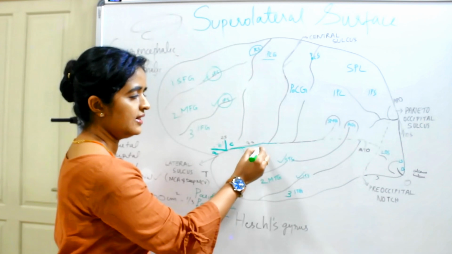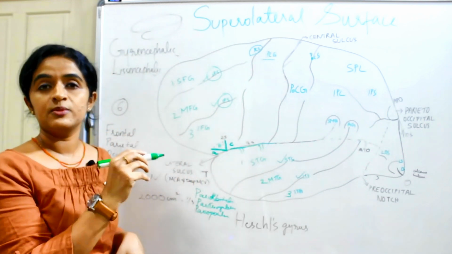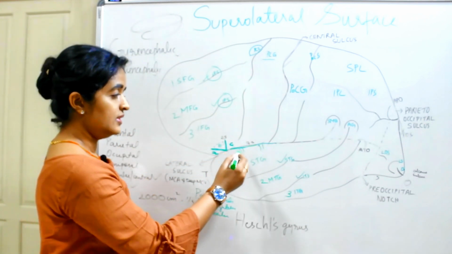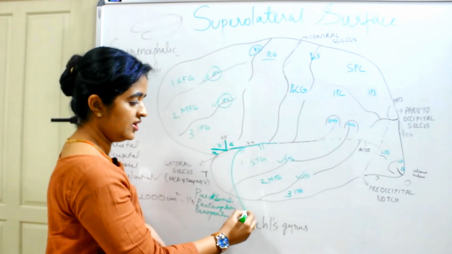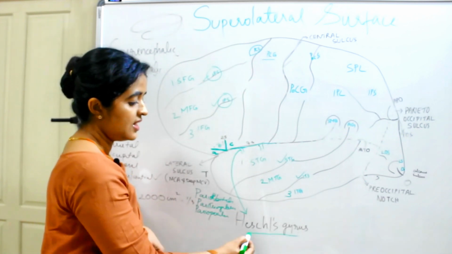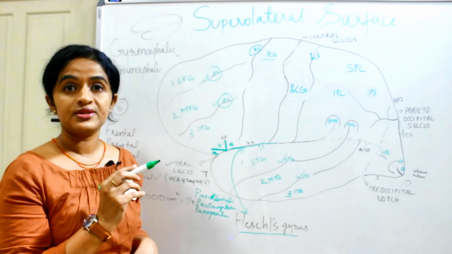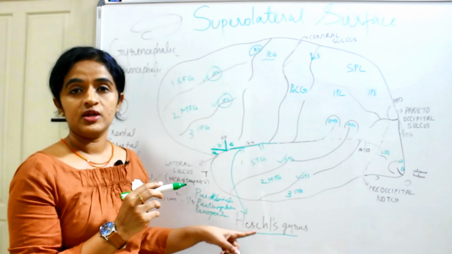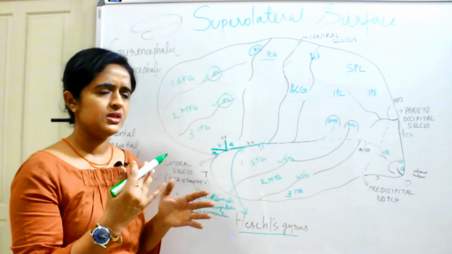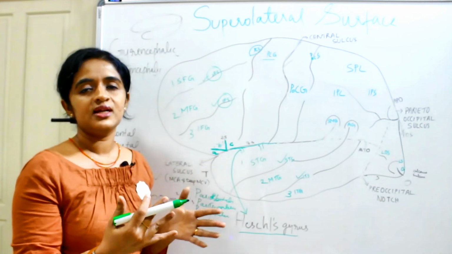It will be seen like this, anterior and posterior temporal gyrus. It is because the anterior temporal gyrus is also known as Heschl's gyrus, which is actually the primary auditory area. We will be discussing the functional areas in detail in the coming sessions.